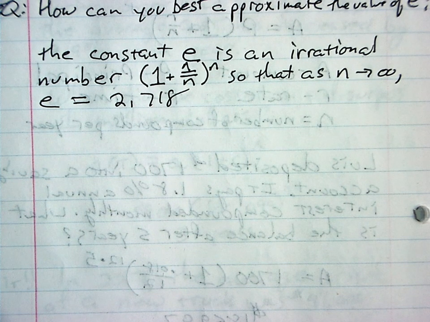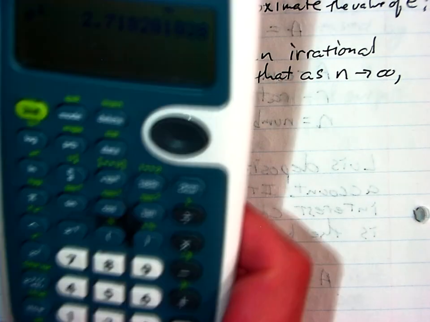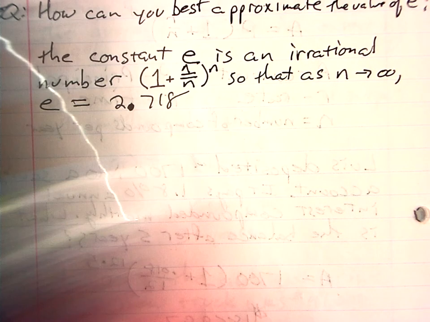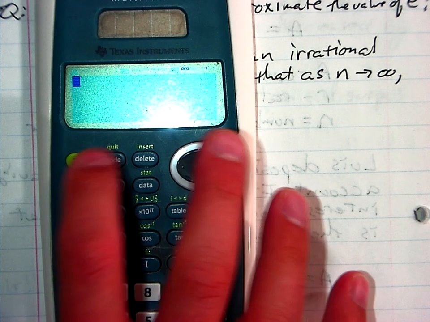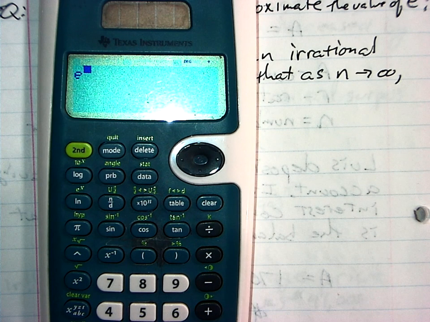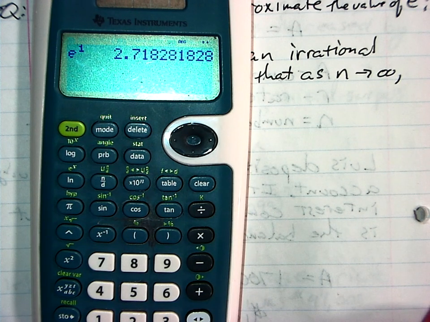All right, we good with that? 2.718 on the calculator. Wait, what's the irrational number again? It goes on forever, because it's like pi, 3.14, and it just never stops. Well, this one happens to be 2.718. So if we did second ln, which we learn about next chapter, and I want the first power and hit enter, it's 2.718.